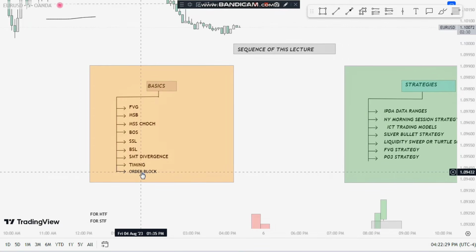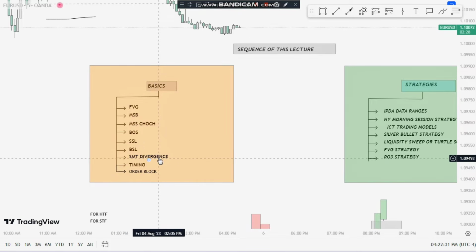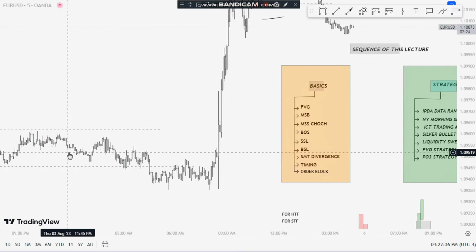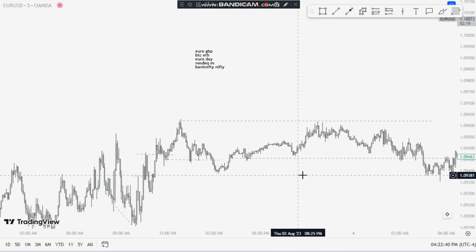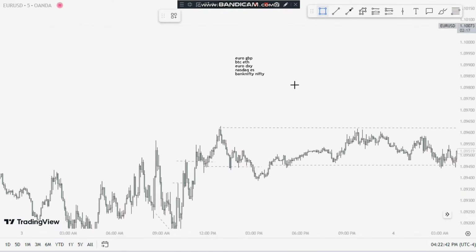Okay, so now this is important, order block. I will use the SMT divergences and order block concept a lot, okay? In every strategy, we will use these two terminologies. So what is order block? First, I will draw it here and then I will show you some examples.